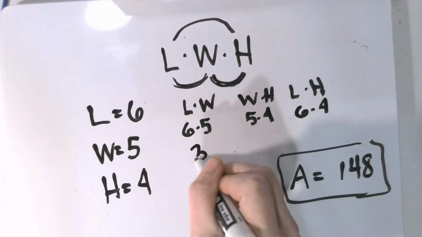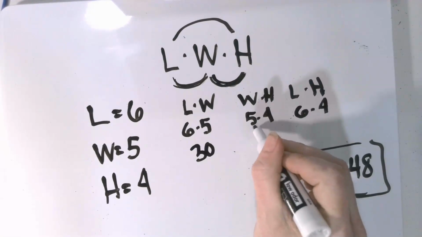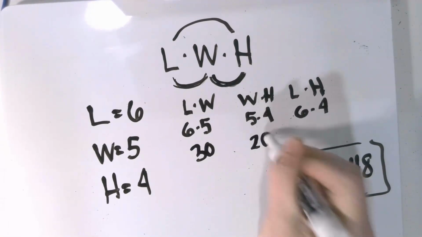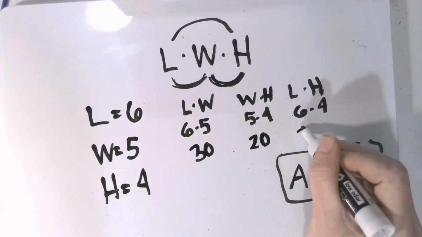6 times 5 is 30. 5 times 4 is 20. 6 times 4 is 24.